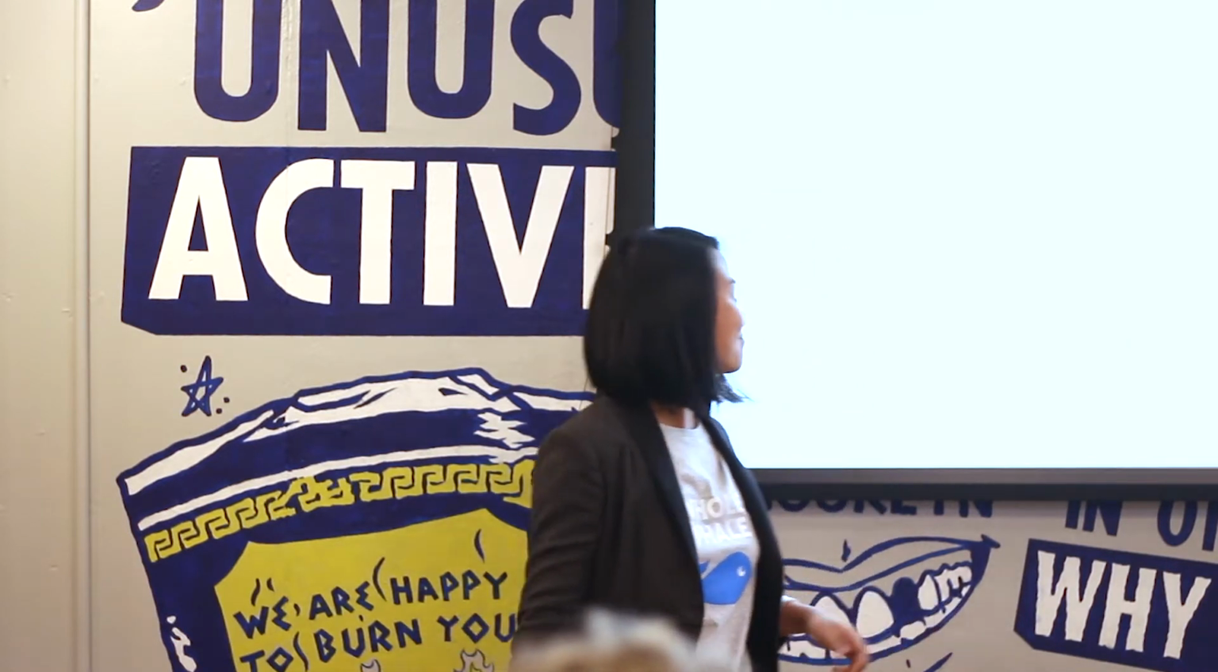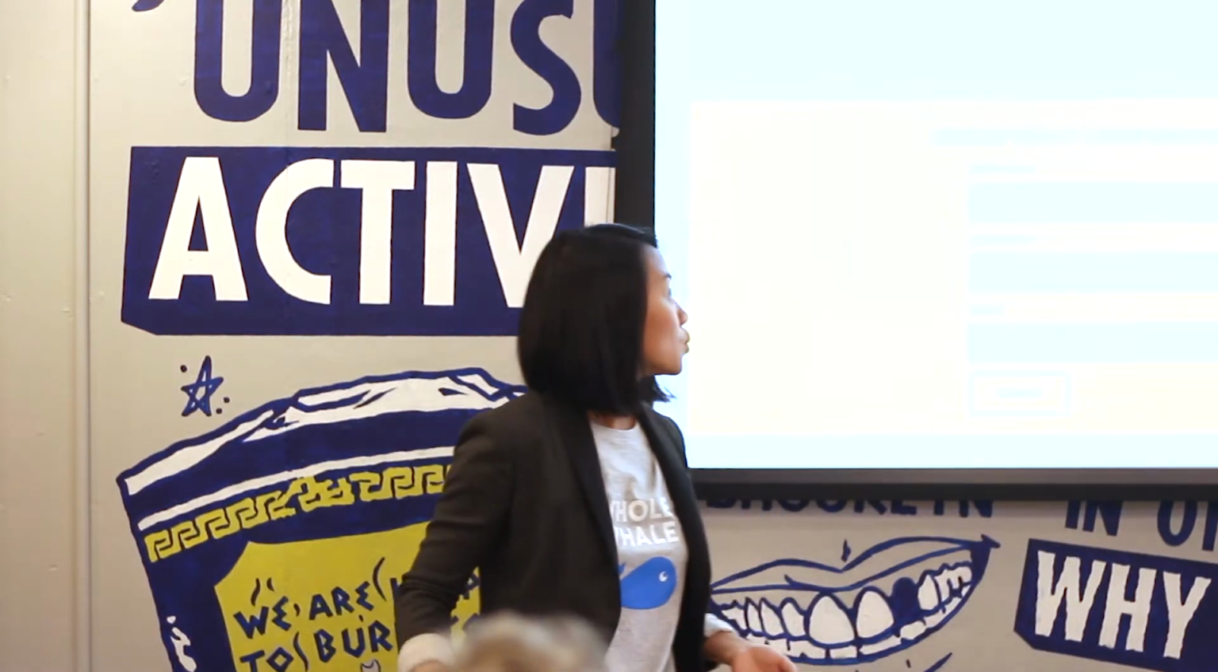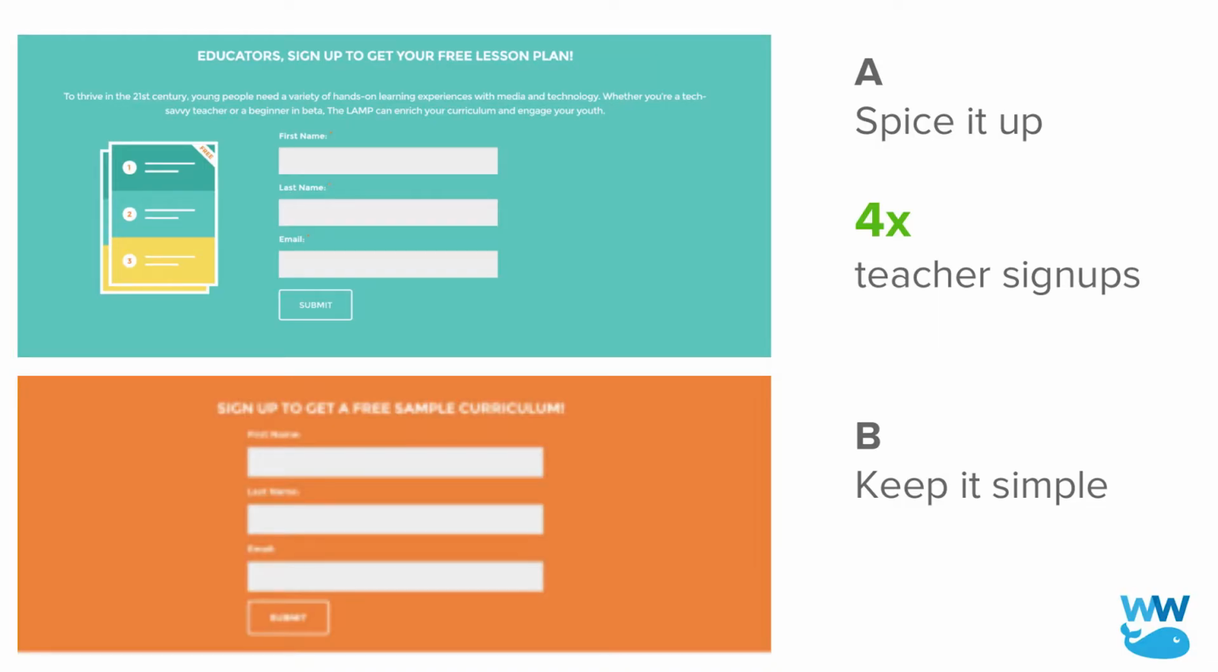Just a little more. The second thing that you can test on your site is obviously the visuals. Any time you choose photos, icons, and colors, it's again just our best guesses. So how do we know if that photo will get the most donations? Let's test that. Here is an example. Up top, A, we're trying to be very fancy. Let's have this teal color. Let's have an icon that shows people they're getting this free stuff when they sign up for email. And the second one, let's keep it real simple. Orange, a button, have a form.